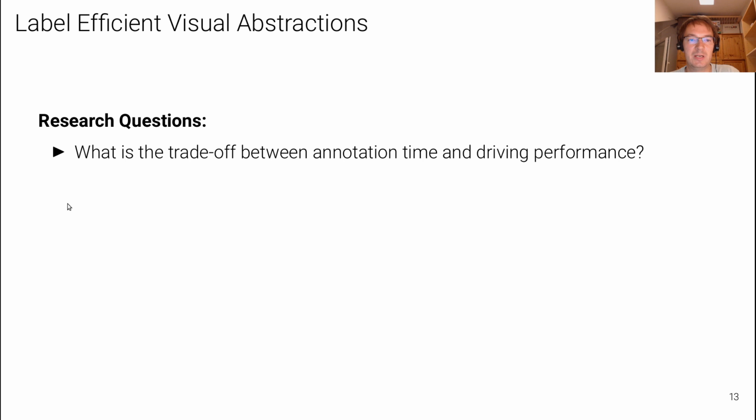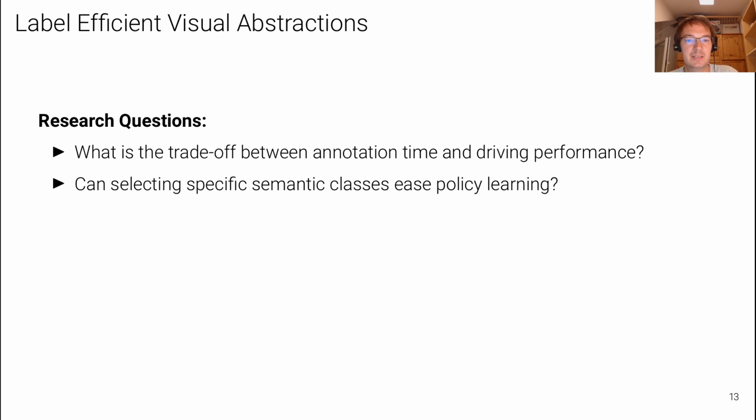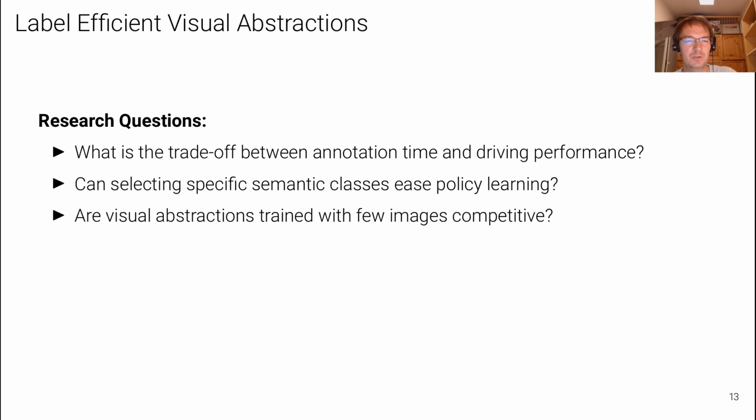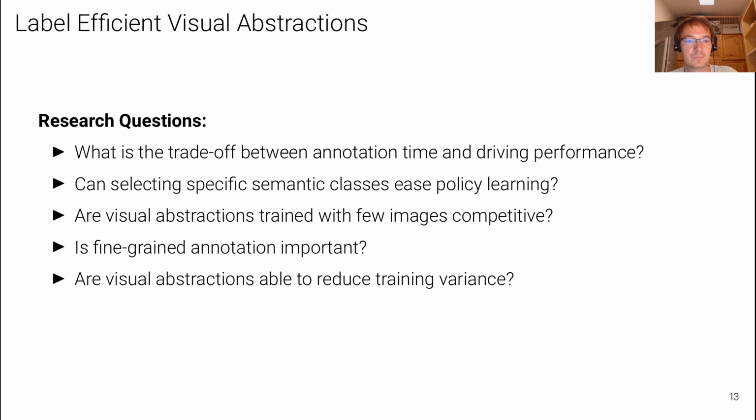So the research questions that we ask are: what is the trade-off between annotation time and driving performance? Can selecting specific semantic classes even ease policy learning because the policy network is not distracted by irrelevant information? Are visual abstractions trained with few images competitive with visual abstractions trained with a large number of images? And how many images are actually needed? Furthermore, is fine-grained annotation important, or can we also use more coarse-grained annotations, which are cheaper to acquire? And finally, are visual abstractions able to reduce the training variance that we've seen before?